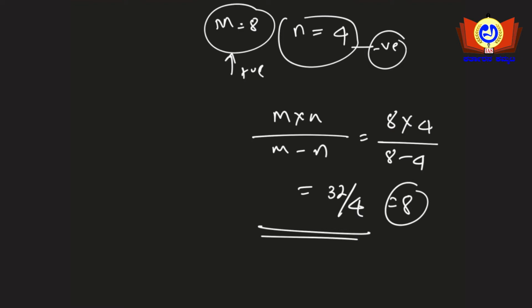It's a simple question. When you know the formula method, in 2 steps only or in the mind only you can calculate here what is M and N. So 8 4s are 32, 8 minus 4 is 4, so 32 upon 4 is 8. Easily you can arrive at the solution here. So moving on to the next question.